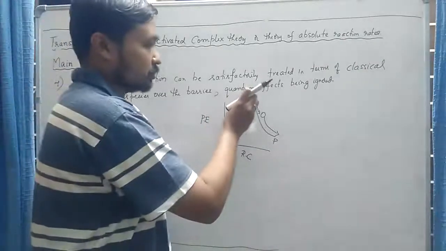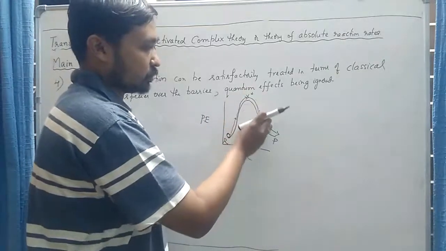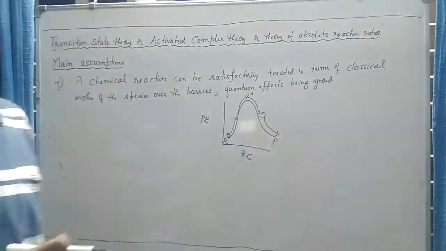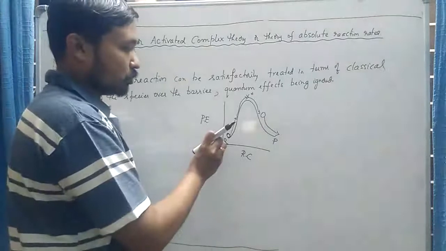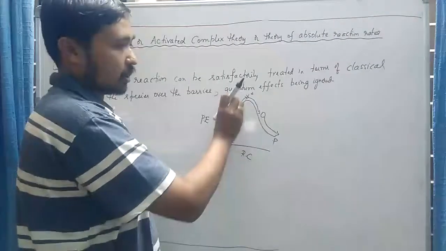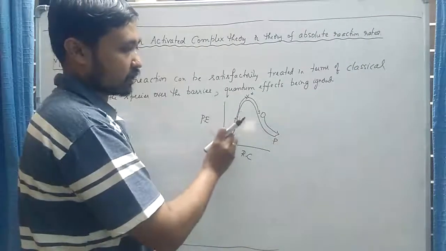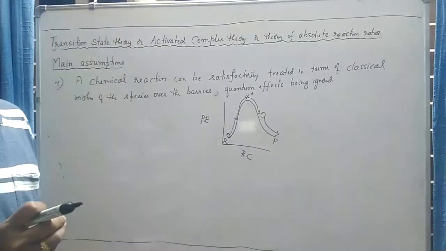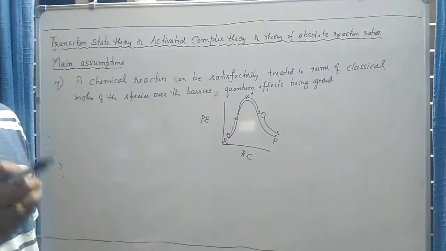Further, the species moves along this potential energy diagram, and finally when it reaches here, it has reached the product state. The motion of the species along this potential energy diagram is assumed to be a classical motion. It means it follows the rules of classical mechanics.